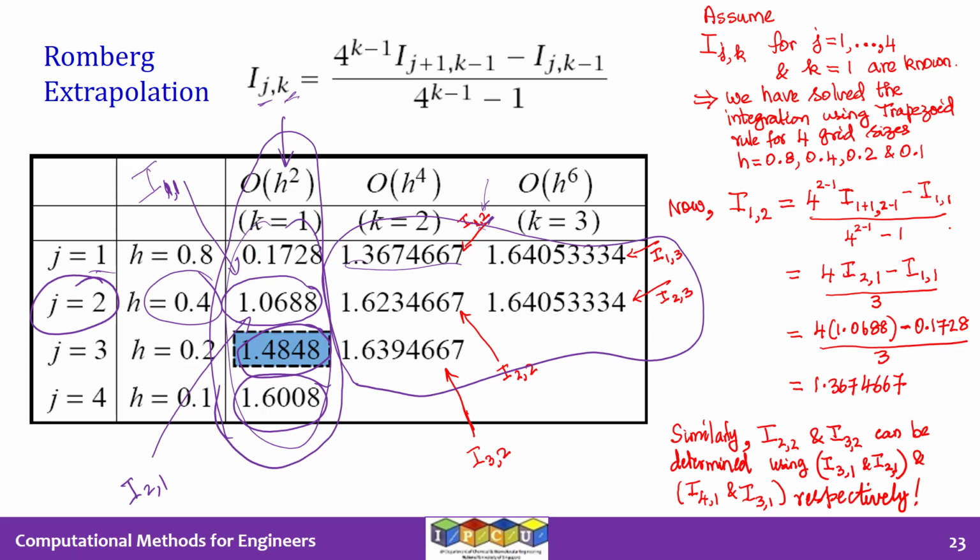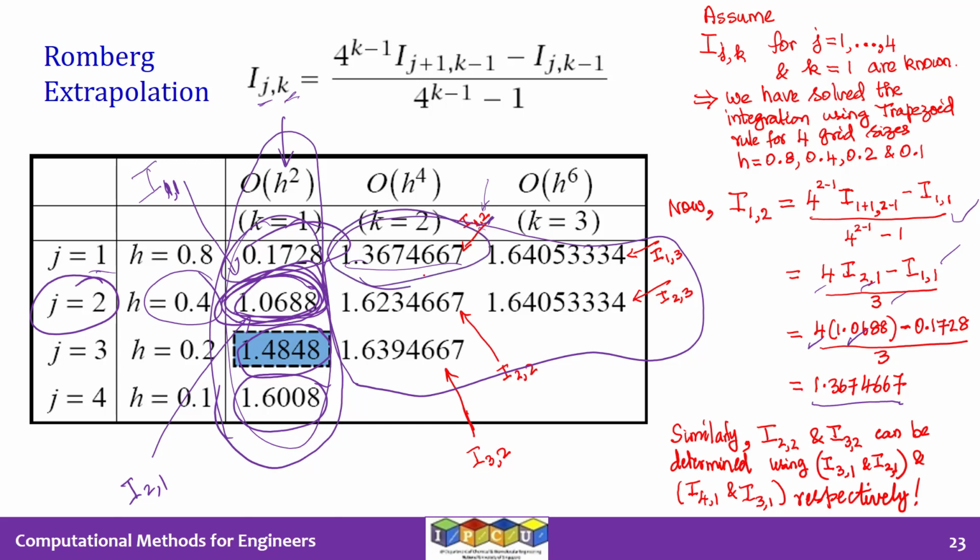When I do that, I get this expression, and upon simplifying the notation, I get 4 to the power of 2 minus 1, which is 4. I1 plus 1, 2 minus 1 is nothing but I2,1, and then this is I1,1, and the denominator is 3. So I take this number, I2,1, multiply by 4, subtract I1,1, which is 0.1728, and divide by 3. I get 1.3674667. So that is this value.